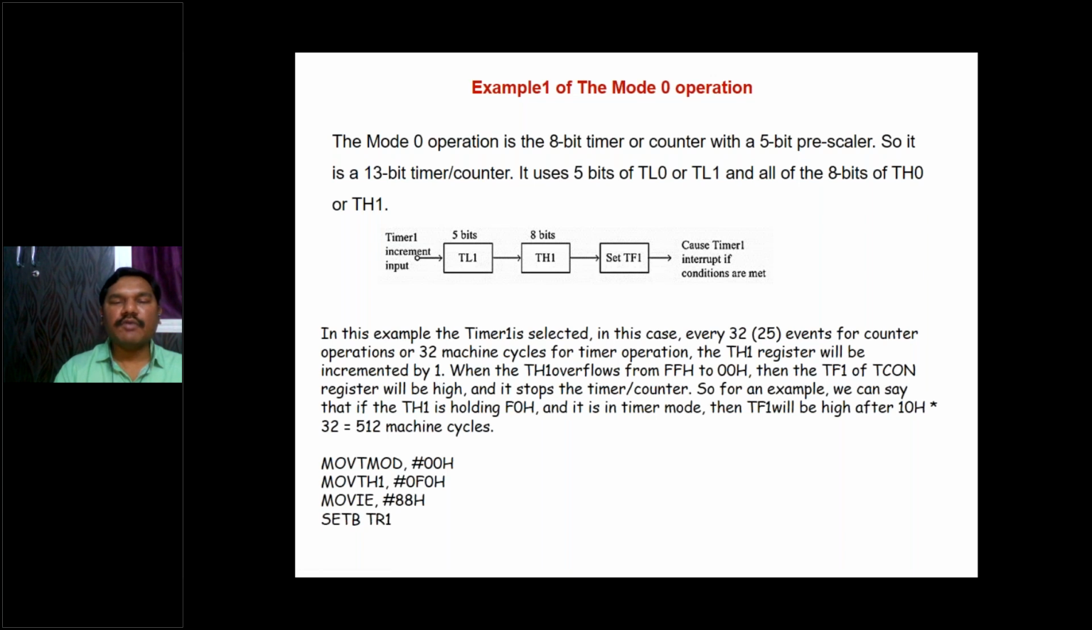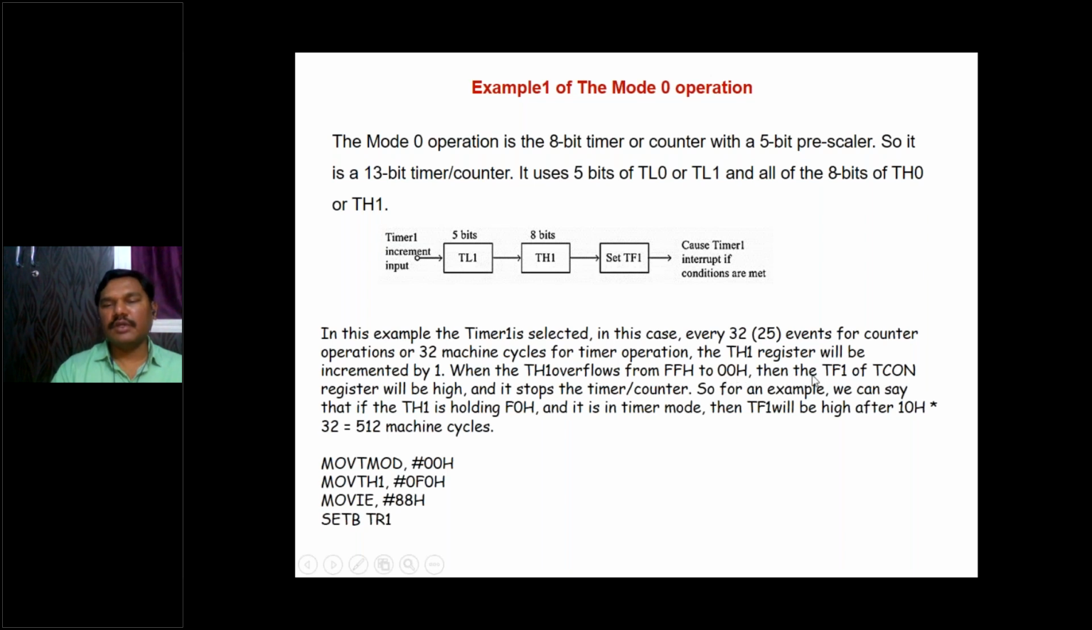When the TH1 overflows, this is called timer 1 overflow, from FF to 00. FF to 00 because TH1 is an 8-bit register. In the 8-bit register, the last value is called FFH. Why FFH? Because one F equals 4 ones, and I have two Fs. So 2 Fs means 8 ones. That is called 8 bits.